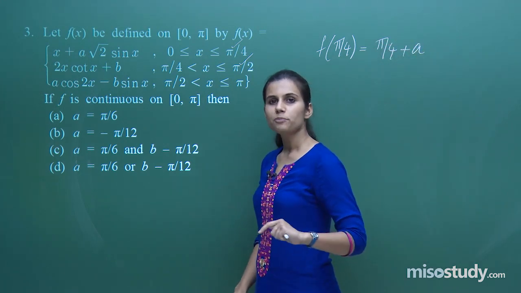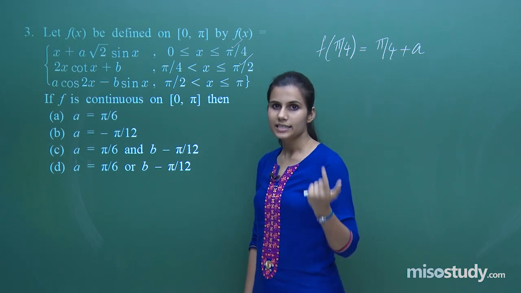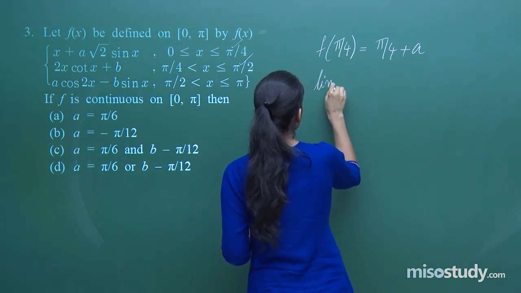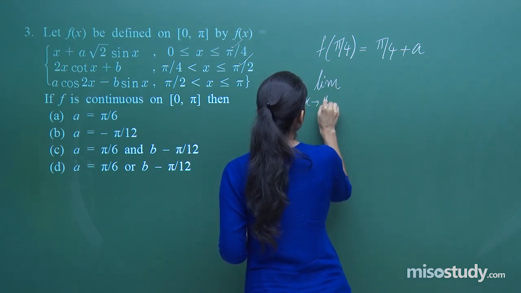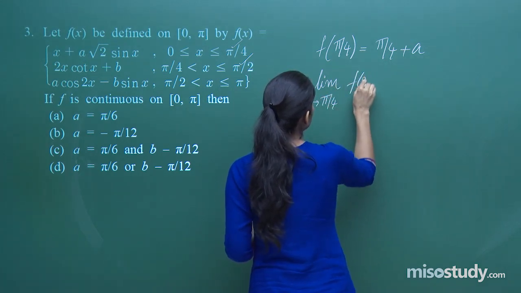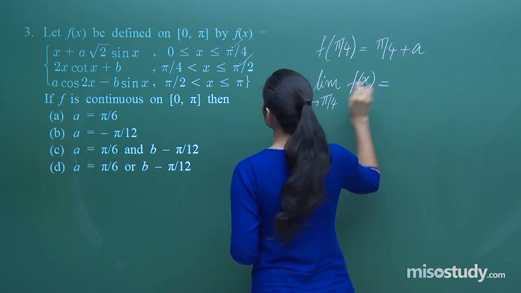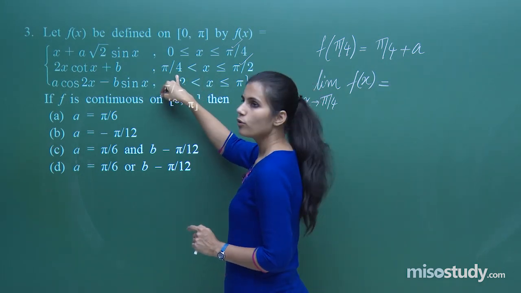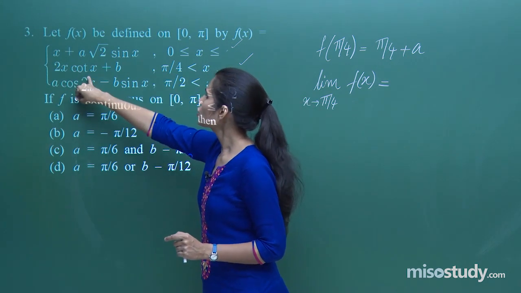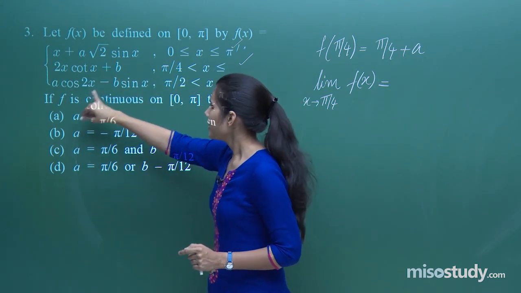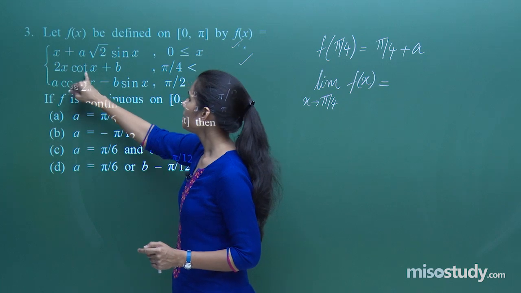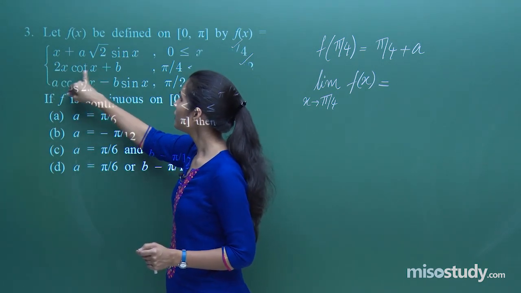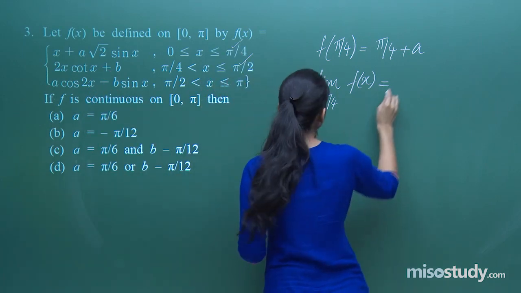Value of the function at pi by 4 is same as limit as x tends to pi by 4 of the function, right? So what is the limit as x tends to pi by 4 of f of x? Both of these will be equal. So as x is approaching pi by 4, I am getting 2x cot x plus b, that is 2 pi by 4 cot pi by 4 plus b. Cot pi by 4 is 1, so you are left with 2 pi by 4 plus b, which is pi by 2 plus b.